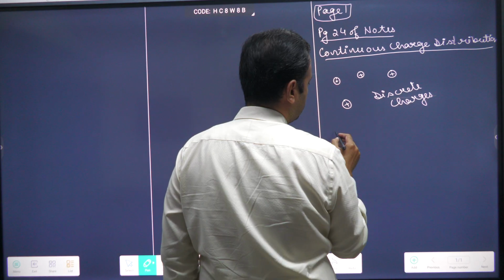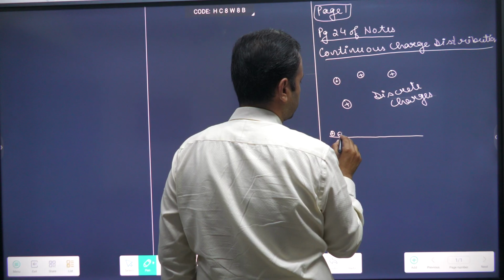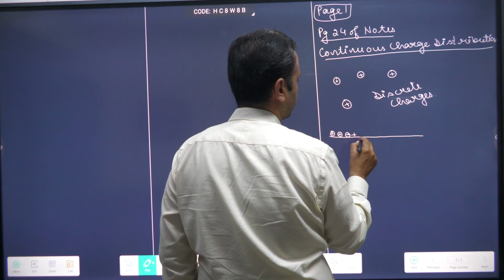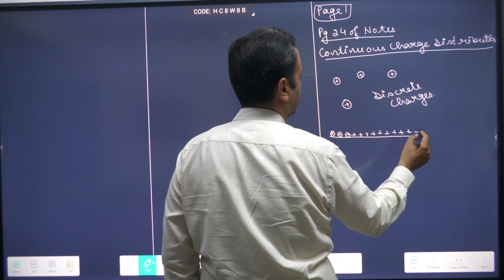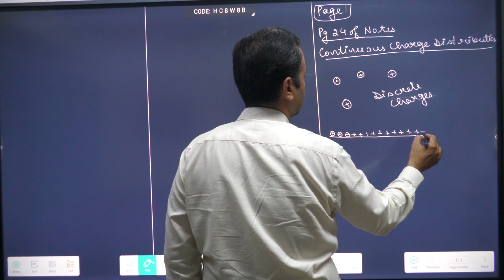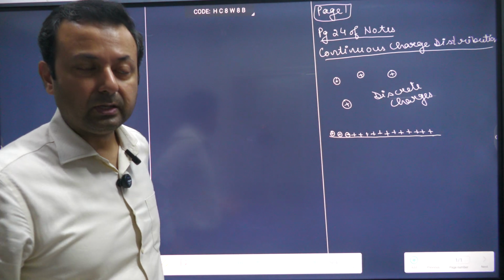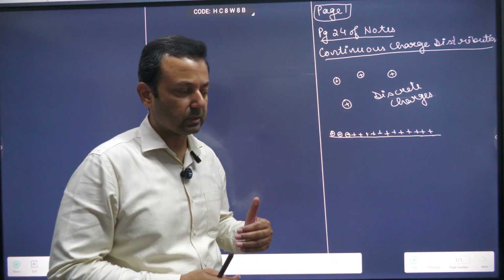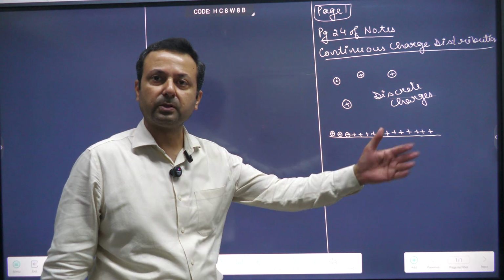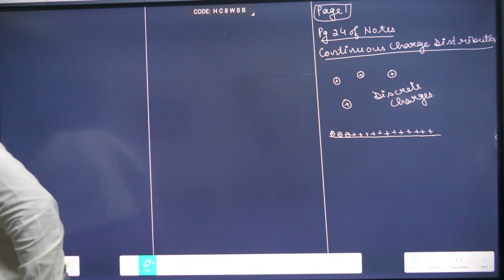And suppose these charges are located like this along a straight line. Then what is this called? This is called continuous charge distribution. Continually, these charges are distributed along a line. Understood?